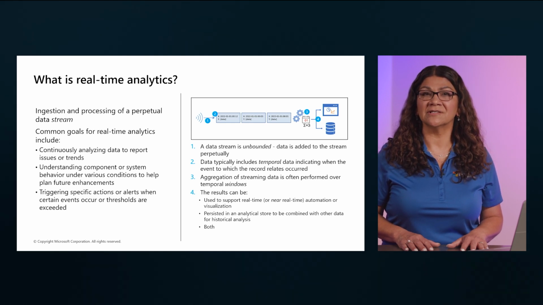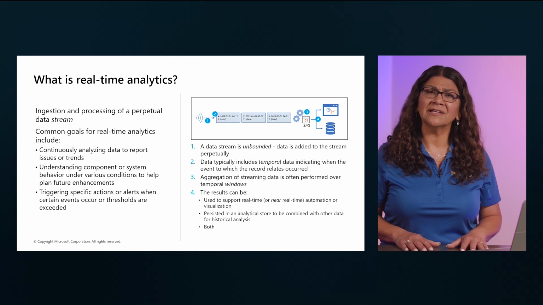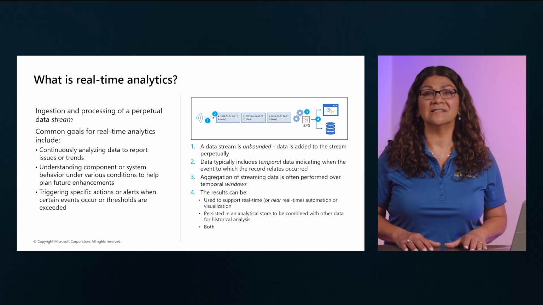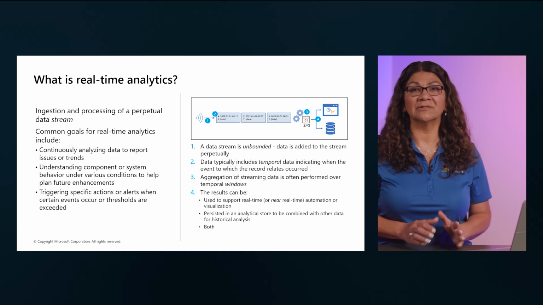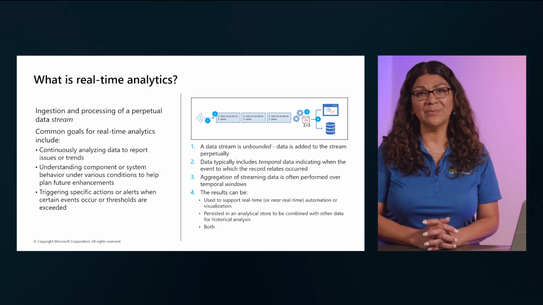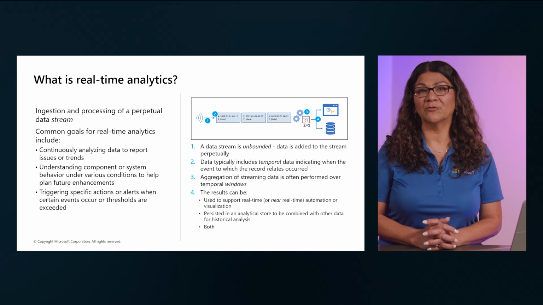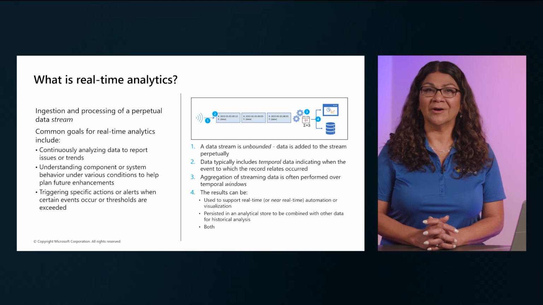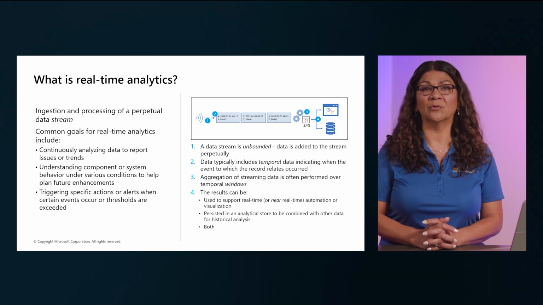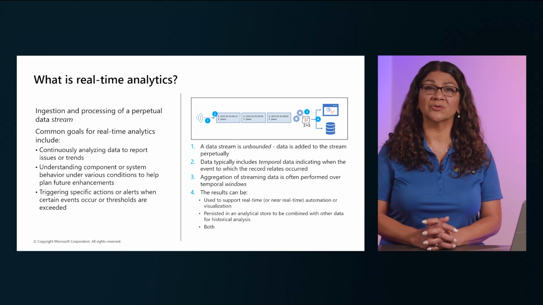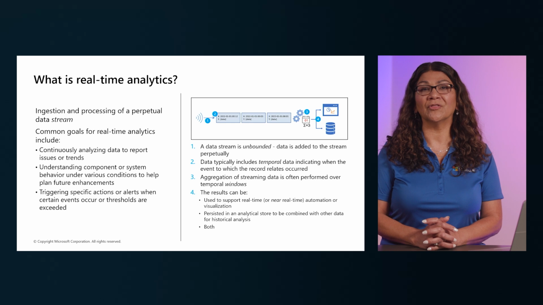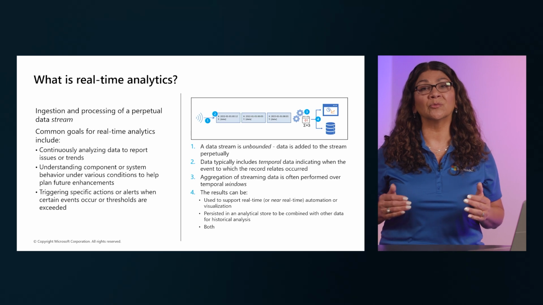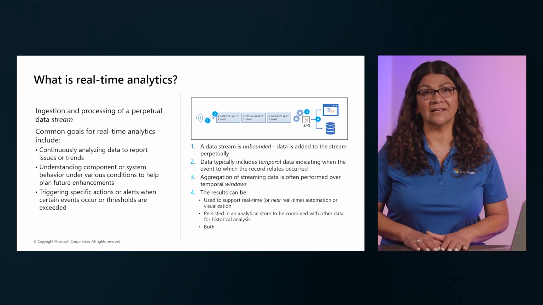Stream processing solutions for real-time data analytics typically exhibit the following characteristics. Data streams are unbounded, with data continuously added. Data records typically include time-based information. Aggregation is performed over temporal windows, such as per minute or per hour. Processed data supports real-time automation or visualization and can be stored for historical analysis, often combining both approaches. Many solutions combine these approaches to support both real-time and historical analytics.